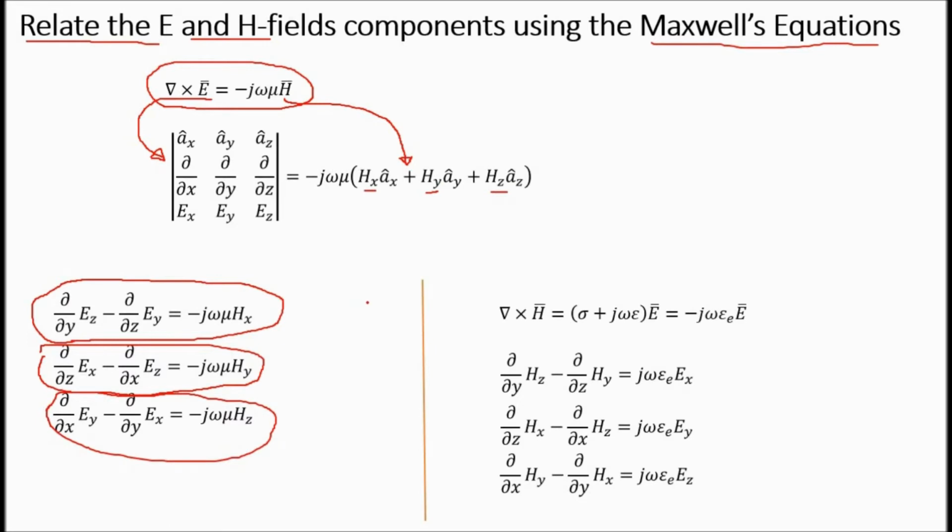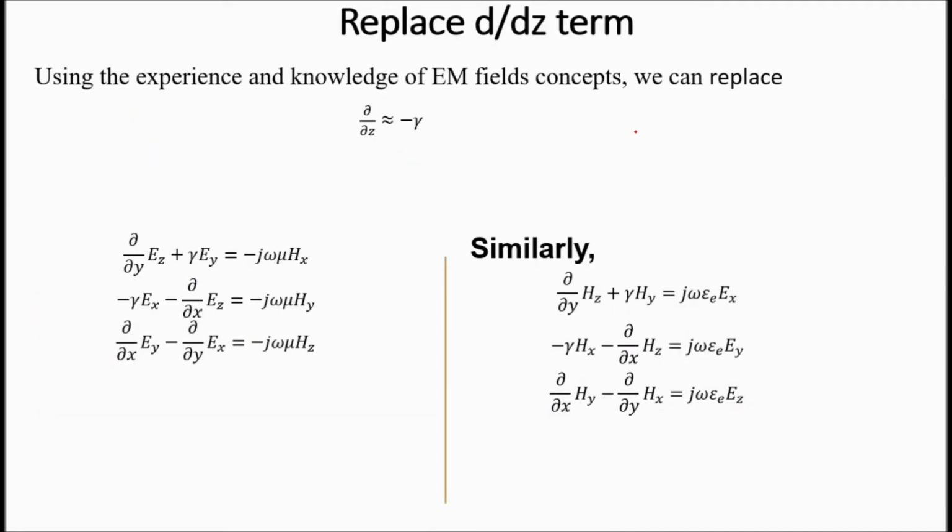If we consider the second Maxwell's equation, curl of E is equal to negative j omega mu H. Then expand the curl expression in terms of the magnetic field, and we will come up with the expression shown at the right side of this page. As you know, the wave varies in the z direction, so therefore we can write E equal to Ez e to the power negative gamma z.